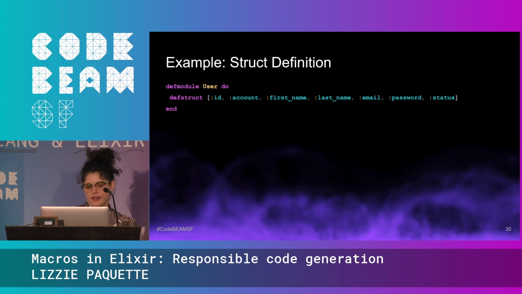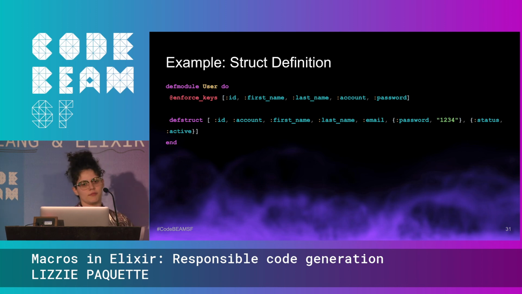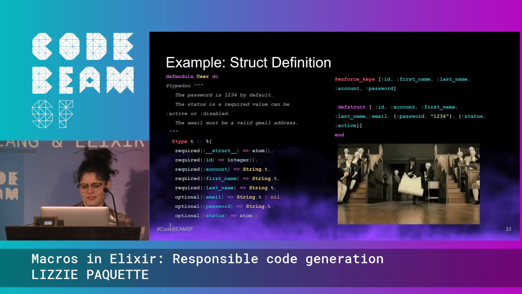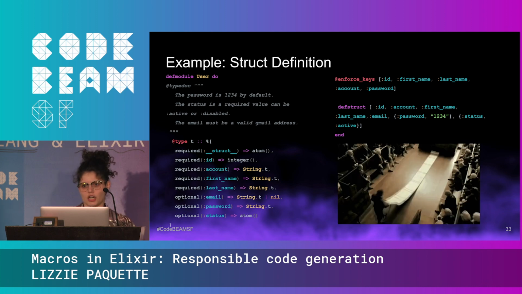But say you want to add a few extra constraints. Maybe you have some fields that are required, so you use enforce keys. Maybe you have some defaults, so you pass them into defstruct with these tuples. And then maybe the struct that you're defining is a public model, and you need to have some type information for documentation. You want to say certain things about each field, so you're writing these docs, and all of a sudden, it gets pretty long.